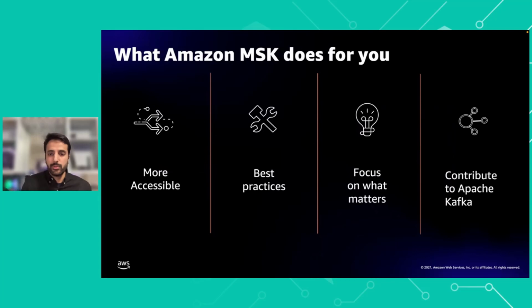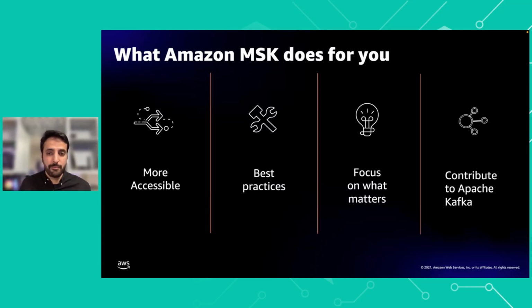Now, what MSK does for you, there are 4 key things that we believe MSK does for customers, among other things. The 4 key ones are: it makes Apache Kafka more accessible to your organization. How so? Because managing Apache Kafka, we have learned, is not easy in a distributed environment. Customers have to hire specialized talent or train talent in-house, which is expensive. And as a result, it's not accessible for a lot of organizations. By using Amazon MSK, you can make Apache Kafka more accessible across your organization.